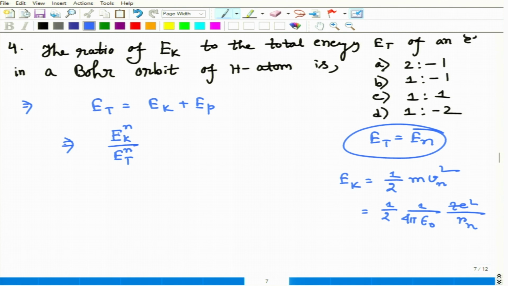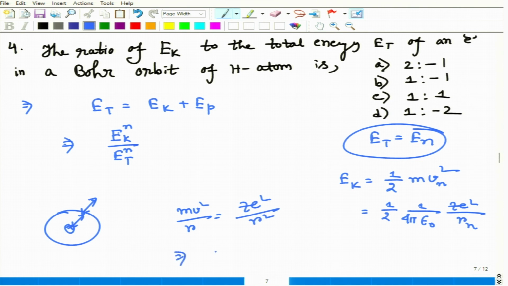Why? Because you know from that equation the two forces should be balanced, right? So what were those two forces? One is mv square by r, another one is Z square by r square. Then mv square should be Z square by r. And if you do that, the potential energy also comes. Here there should be m, and mv square is actually Z square by r.